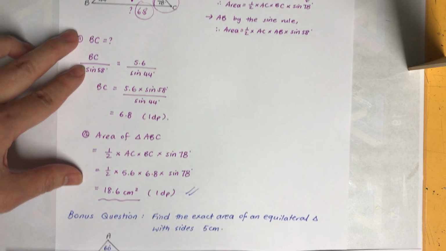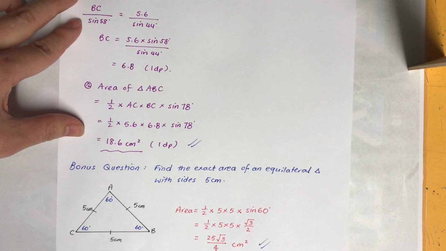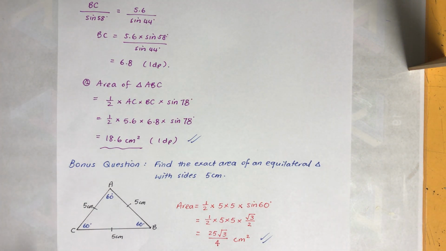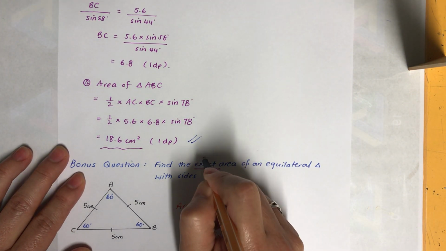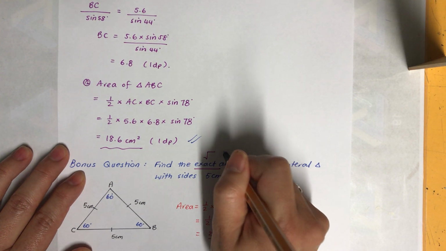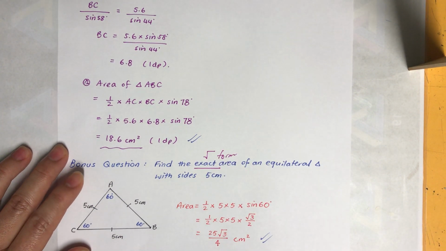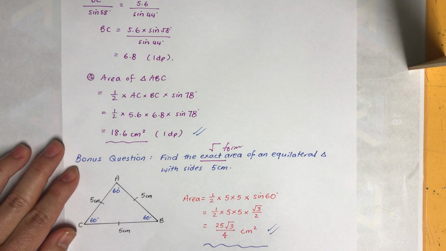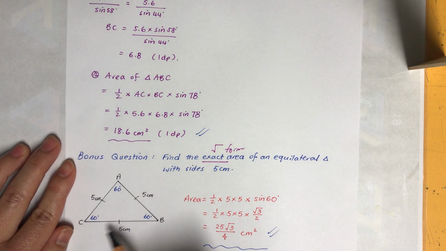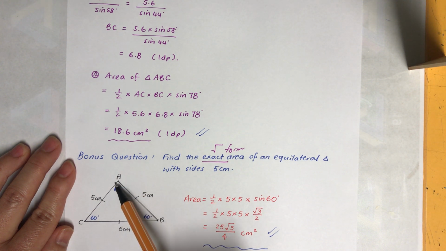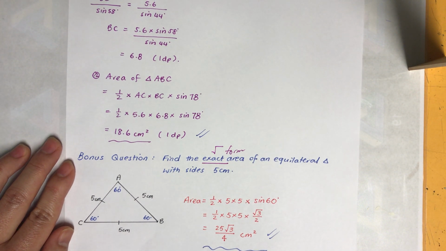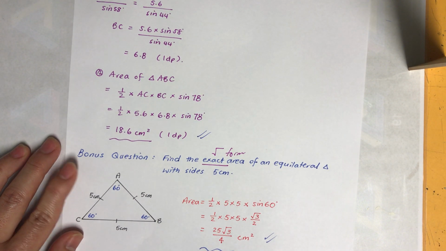And that's not all. We have a bonus question. Aren't you lucky? Okay, let's have a look. Find the exact area. This is exact. That means just square root form. Okay, let's always remember. Of an equilateral triangle with a side 5 centimeters. So I already sketched this. And that means 5, 5, 5, all three sides are 5 centimeters. And each angle is 60. Why? Because 180 divided by 3, because they all have to have an equal angle.